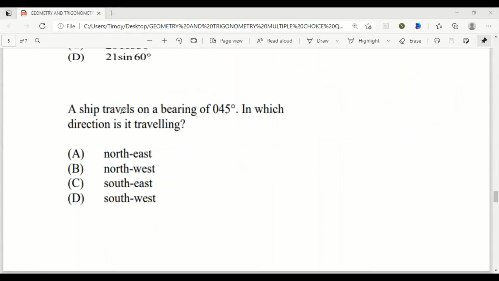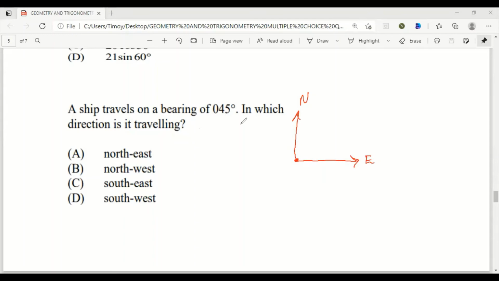A ship travels on a bearing of 45 degrees. In which direction is the ship traveling? Best way to do this is to make a representation, a quick sketch. So let's say that the ship was at a point here. Now, when we're dealing with bearing, the first thing that we need is an outline, right? Because everything in bearing happens from north. So we have north, and we can just put on east side. All right, so this is east.